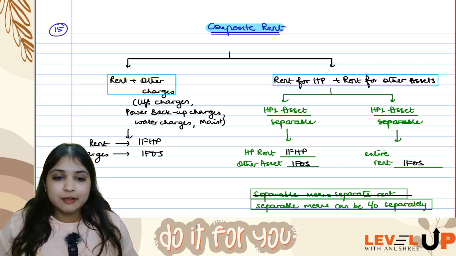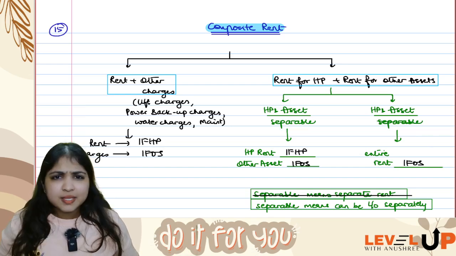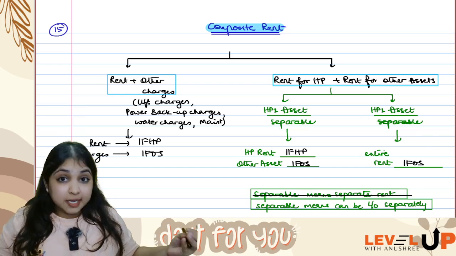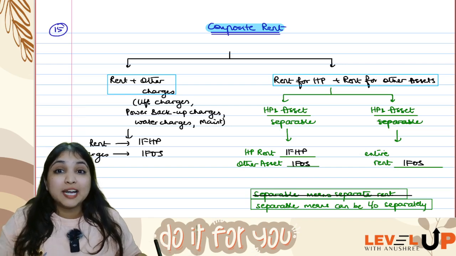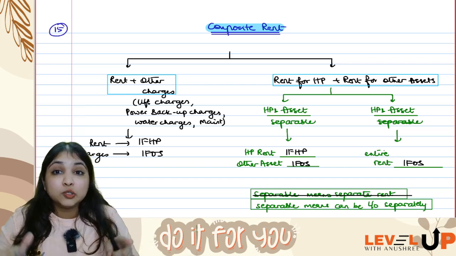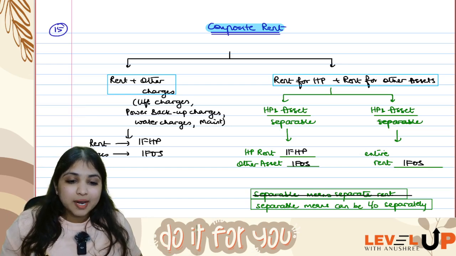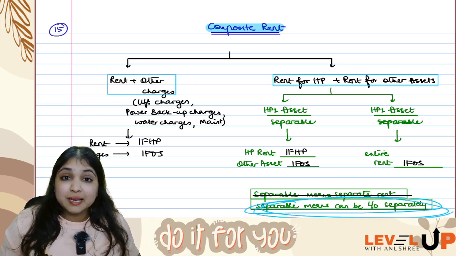Now see, be careful. What do you mean by separable? Separable does not mean separate rent. Separable means, is it possible to let out one without the other? Is it possible to let out one without the other? Separable means it can be let out separately.